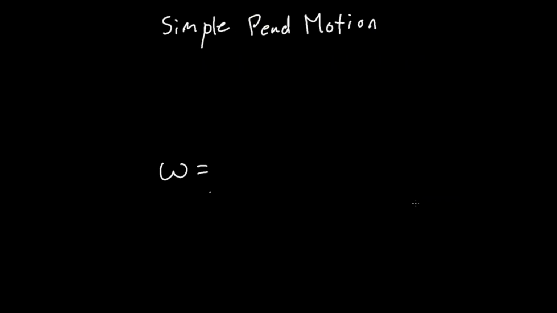In this video, I'll be talking about simple pendulum motion. So there's really only one formula that you need to know for simple pendulum motion. And that formula is for the angular frequency. So the angular frequency is calculated by gravity divided by the length of your pendulum's rope.